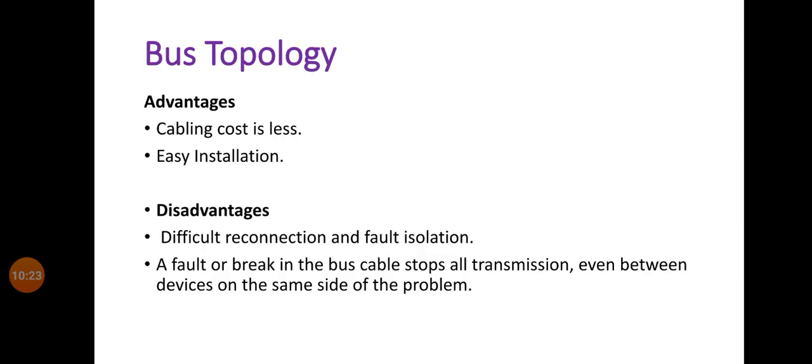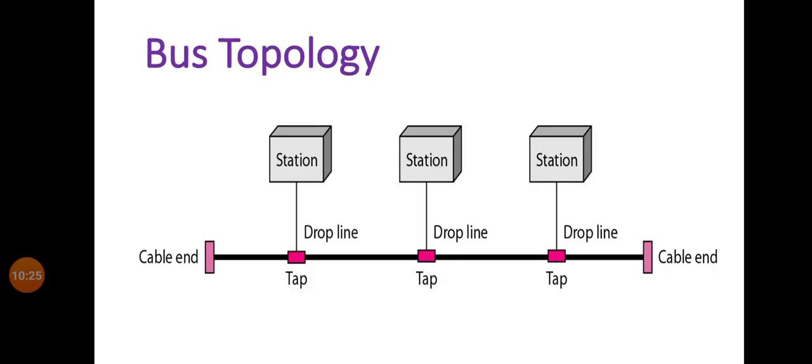And another disadvantage is fault isolation. It is difficult to isolate faults because the entire network works on the main cable. So it is difficult to identify where the error or fault occurred.